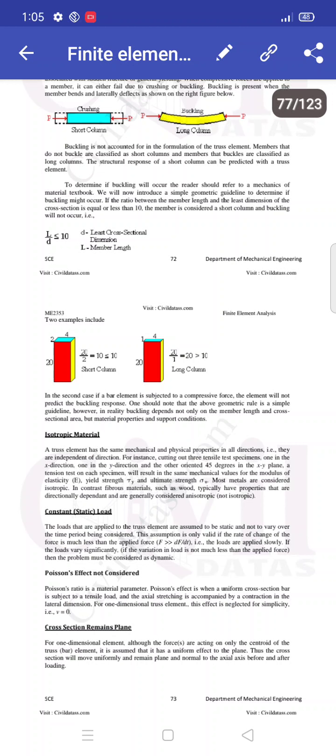In the second case, if a bar element is subjected to a compressive force, the element will not predict the buckling response. One should note that the above general rule is a simple guideline. However, in reality, buckling depends not only on the member's length and cross-sectional area but also on material properties and support conditions.